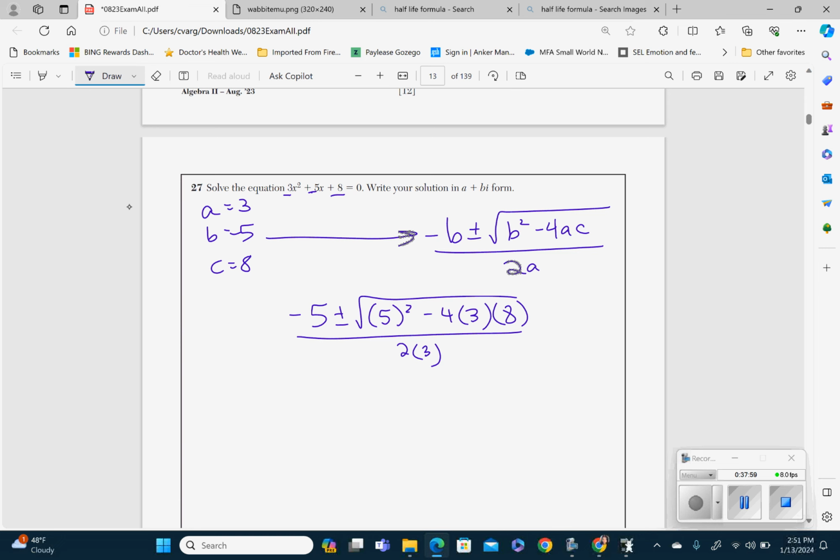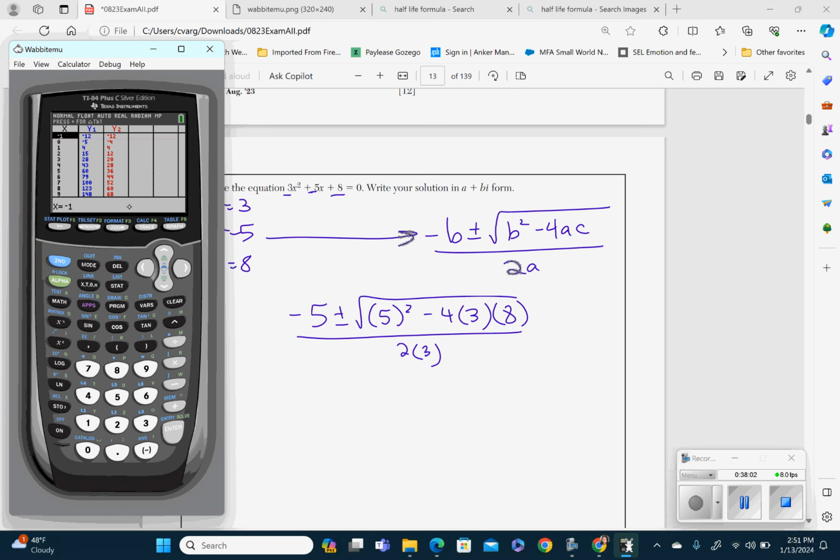Okay. Now you take your handy dandy calculator. You with me? Are you with me? And you just literally plug in what's under the radical. So 5 squared minus 4 times 3 times 8.